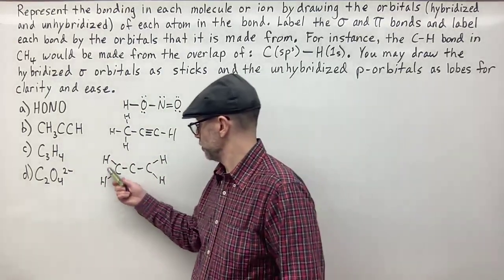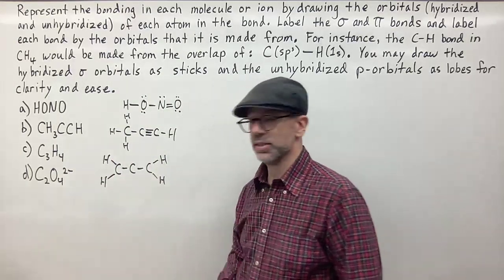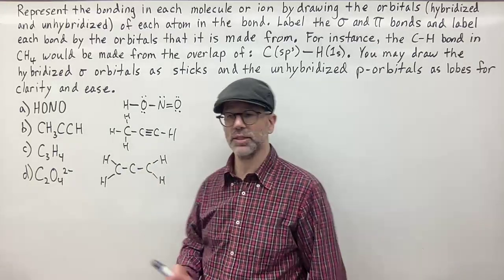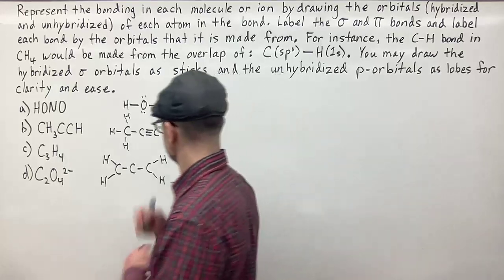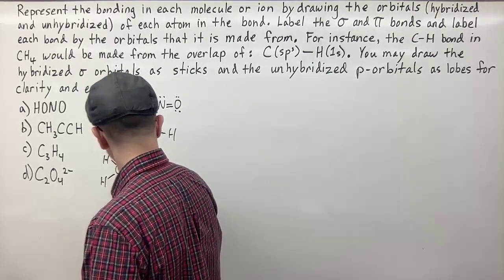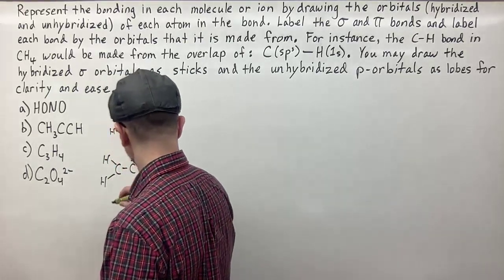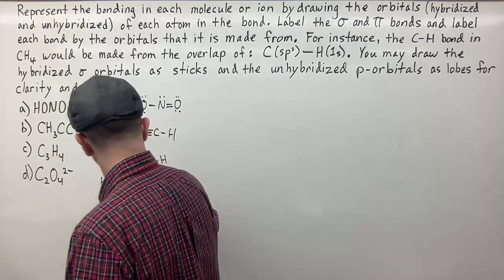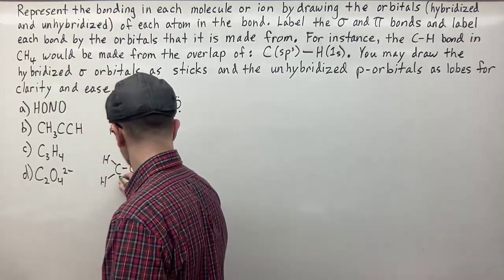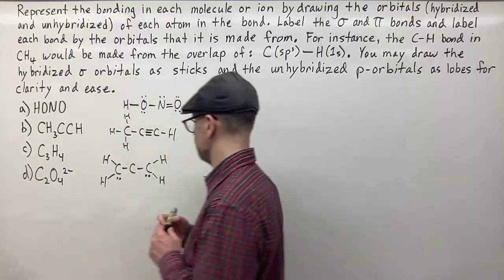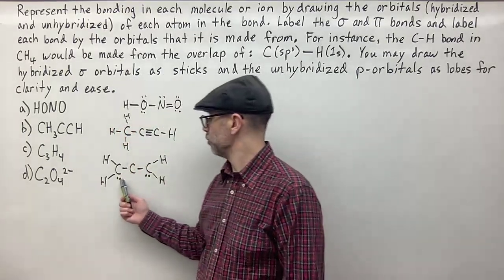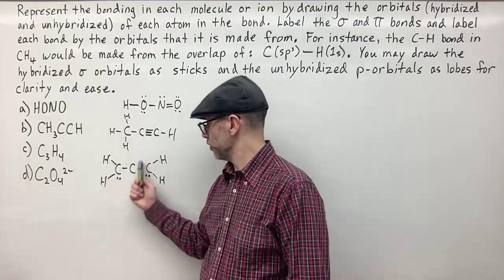So I used 1, 2, 3, 4, 5, 6 bonds. That's 12 electrons. Subtract 12 from 16. I got 4 electrons. So I'm going to put them here on the central atom, or you could put them on these carbons, right? So that would give these. So this is our central atom.